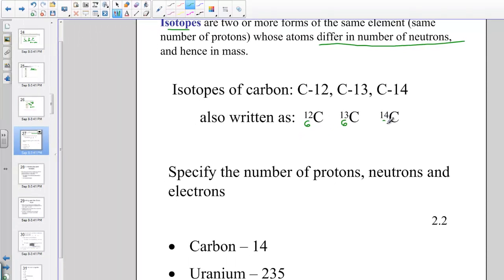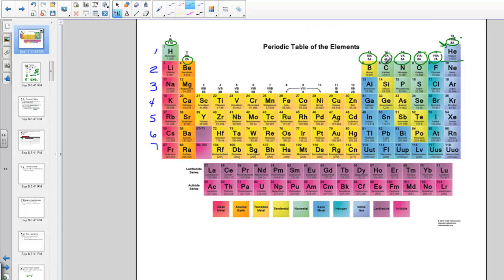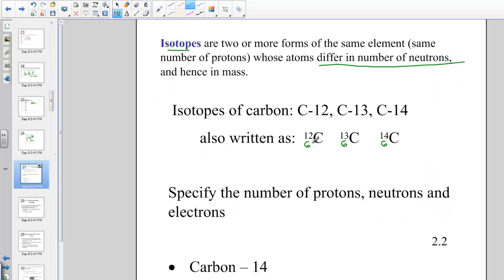When I find carbon on the periodic table, remember carbon? Carbon is number 6, right? It has 6 protons. If it didn't have 6, it would be a different element. If it had 7, it's not carbon anymore, it's nitrogen. If it had 5, it's not carbon anymore, it's boron. So all the forms of carbon that we find in nature have 6 positive protons. That's a given. By definition, carbon has 6 positive protons.